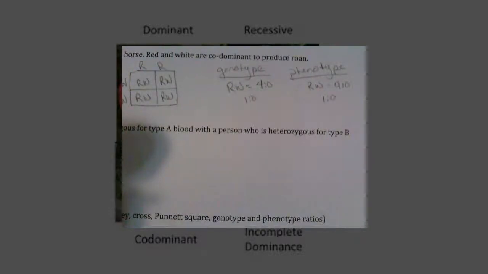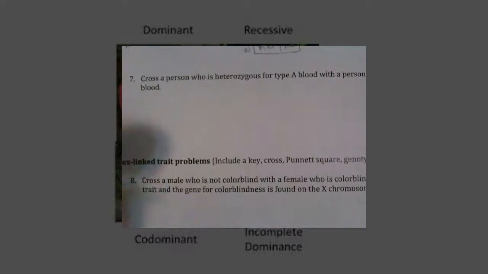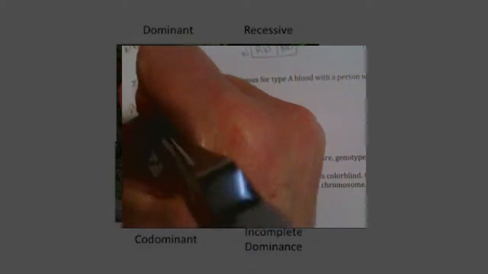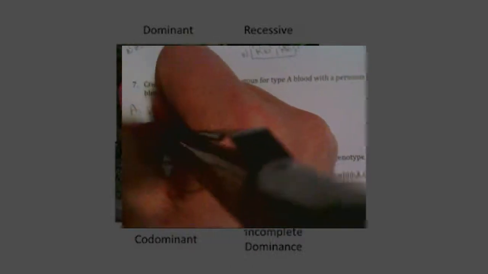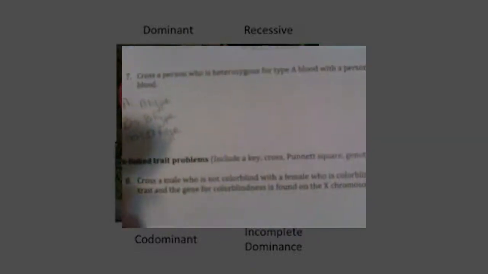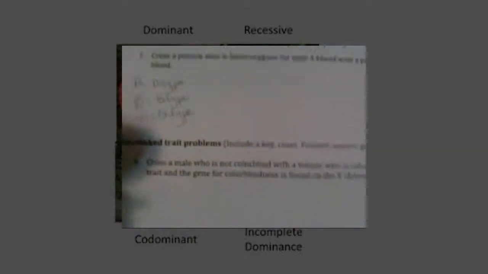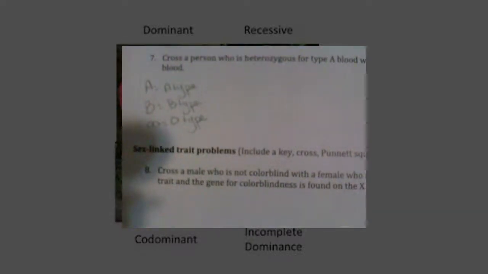So I'm going to help you set up the next example because blood type is a little bit different. For a key, I would like you to use this for your key. A and B are both dominant, but O type blood is a recessive trait.